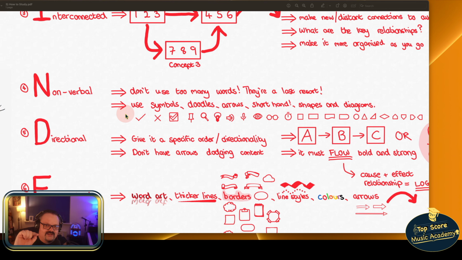So if you're going to use arrows, you don't want to have a spaghetti junction of hundreds of arrows just pointing everywhere and crossing each other and going all over the place. It may be just better to use highlighters in your mind maps, or a specific shape to represent similar features. So don't have arrows dodging content.